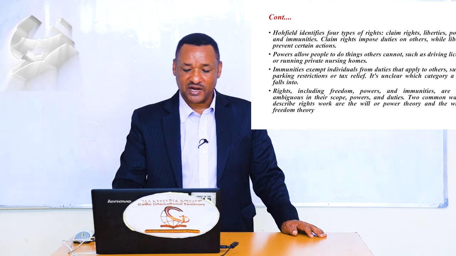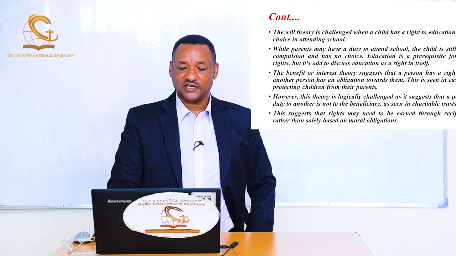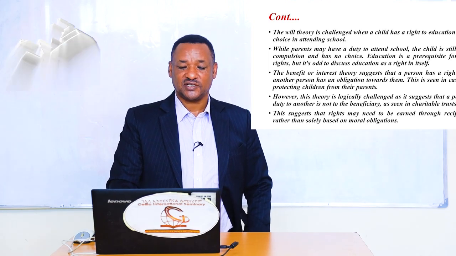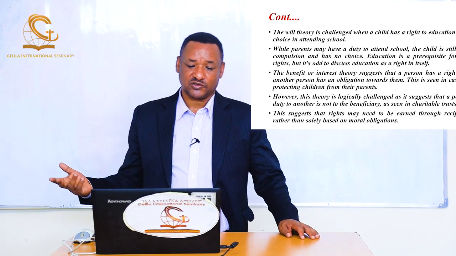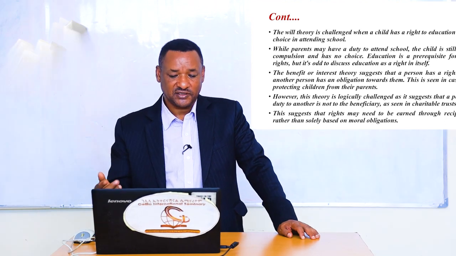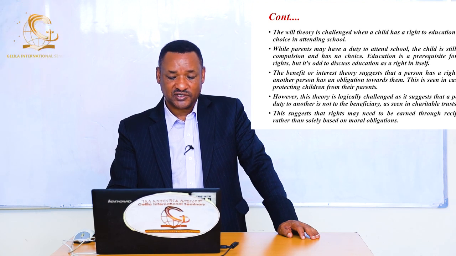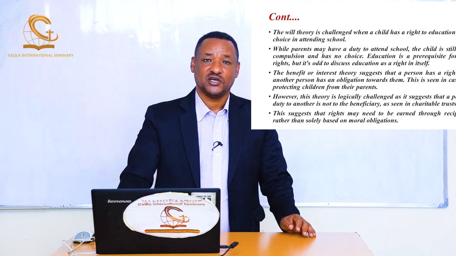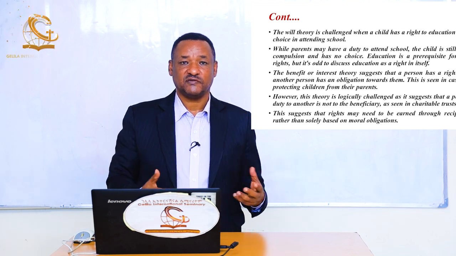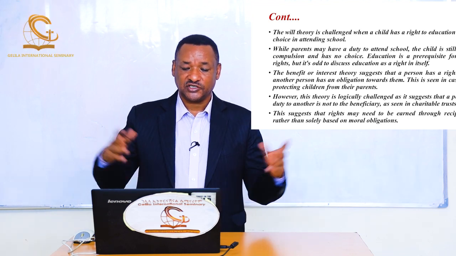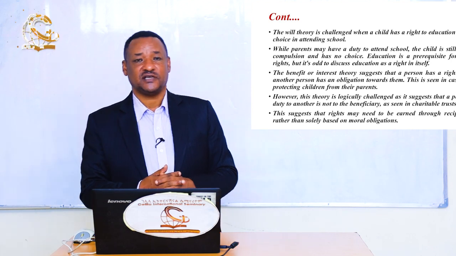Two common ways to describe how rights work are the will or power theory and the will or freedom theory. The will theory is challenged when a child has a right to education but no choice in attending school. This is one of the examples of how people are challenged by the rights of the children and the rights of the families. This suggests that rights may need to be earned through reciprocity rather than solely based on moral obligations. So we have to focus on how we implement individual and society rights in a distinct way, because it advocates and analyzes the entire society.